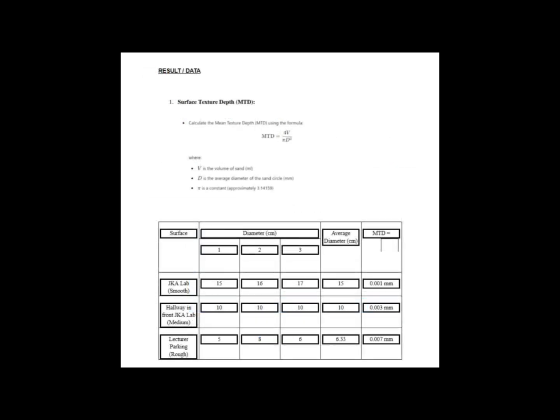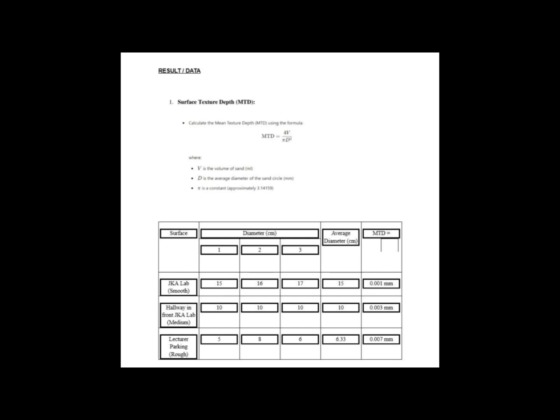And finally, the results for the surface texture depth or sand patch test is conducted at 3 different surfaces also, smooth, medium, rough, and 3 readings were taken to get the average diameter of the sand patch. And as we can see, the highest reading here is the rough surface, whereas the lowest reading is the smooth surface. So to explain these results, first let's look at the smooth surface. The smooth surface is the lowest, and it shows the lowest MTD, which is the mean texture depth.